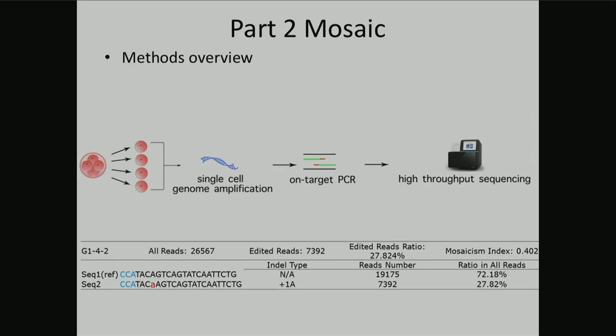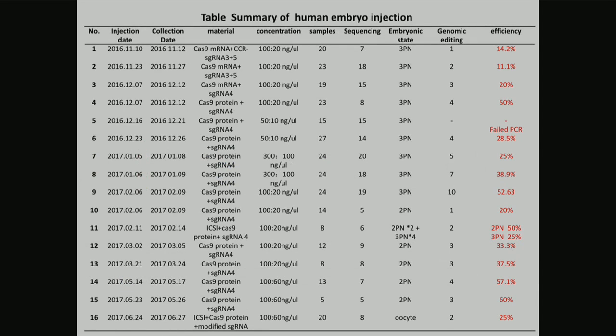The second part looks at mosaicism. We take an embryo, then take every single cell from the embryo for single-cell whole genome amplification, then sequence them. We can determine the genotype of every single cell, whether editing has happened or not. We have done this for 16 batches of human embryos. In total, we did over 300 human embryos.